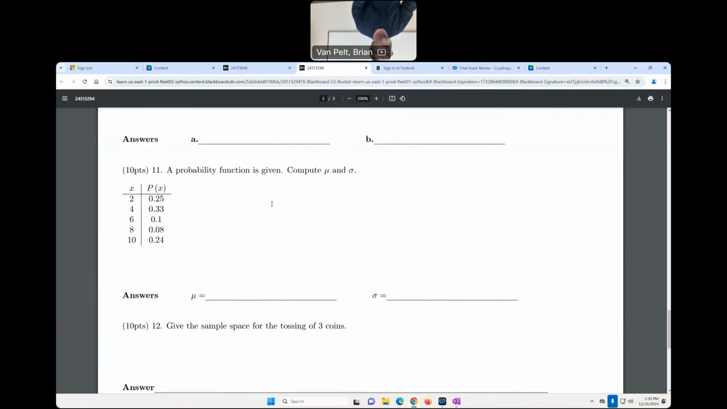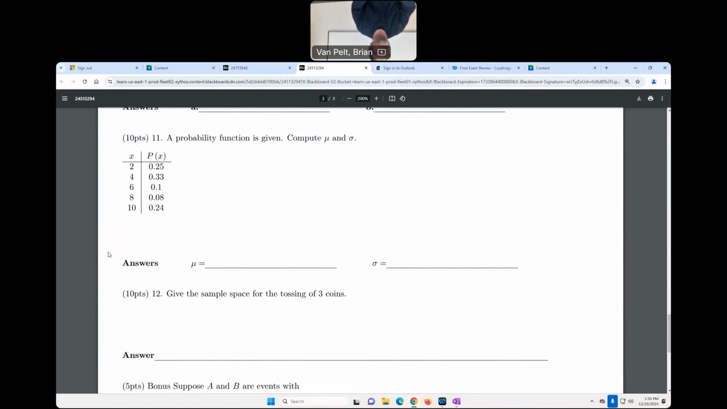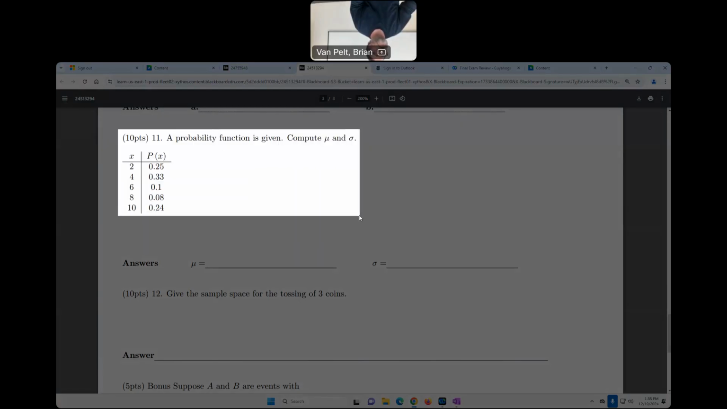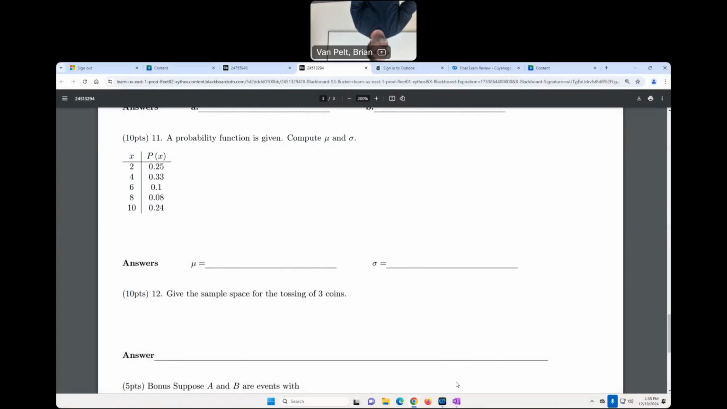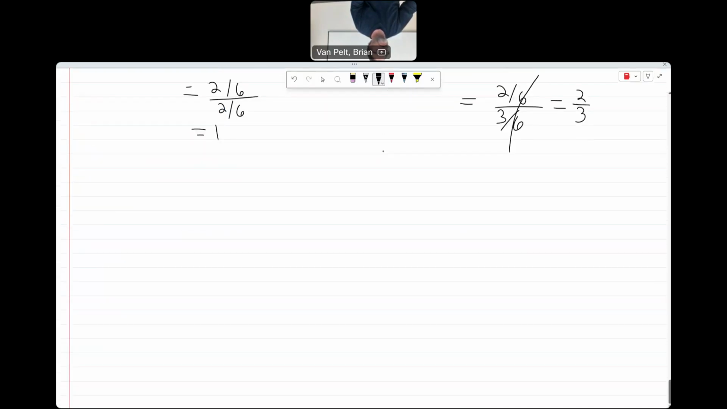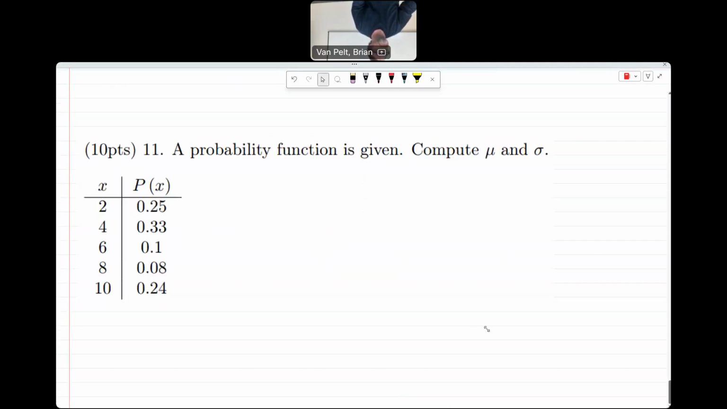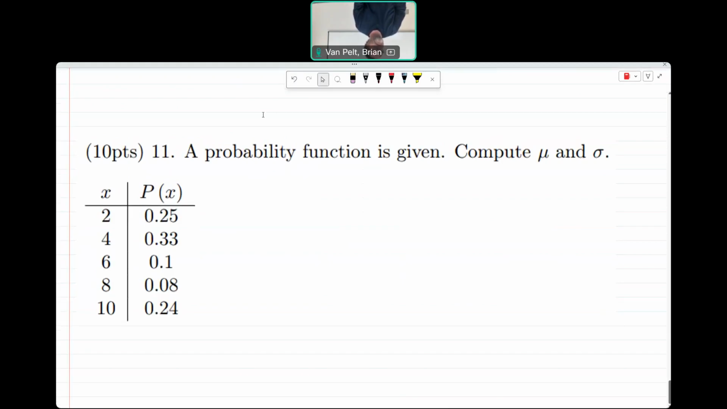No, I didn't put that on there. I want the mean and the standard deviation for this probability function. This is one of these problems where you build the table up. So the first thing I'm going to do is another column that is x times the probability of x.